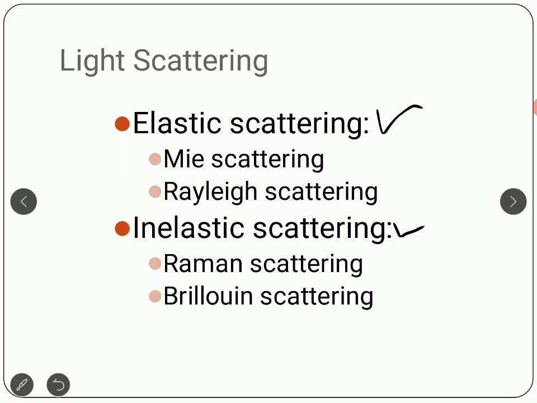So if you consider elastic scattering, the term you might have heard is called Rayleigh scattering. There is one more scattering which is the Mie scattering. Now Rayleigh scattering and Mie scattering, the definition is usually more or less the same, but it actually depends specifically on the size of the scatterer. And on the other hand, if you consider inelastic scattering, we have Raman scattering and Brillouin scattering.